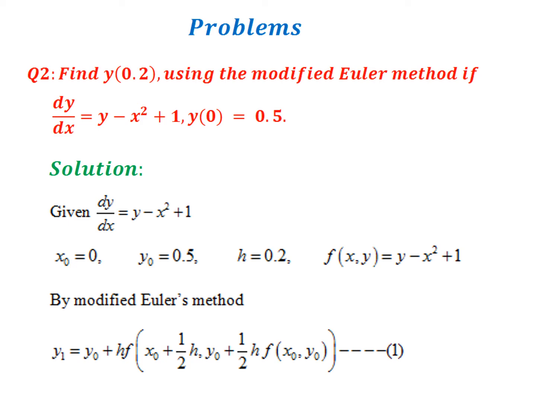They are asking to find out only one term, y of 0.2. So you must consider this as x1. Suppose they are asking one more term, then you will take that as x2. Since they ask only one term, y of 0.2, you must consider this as x1.